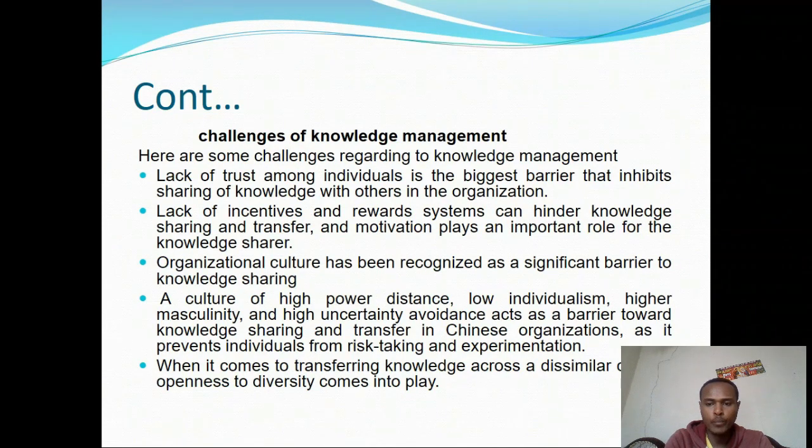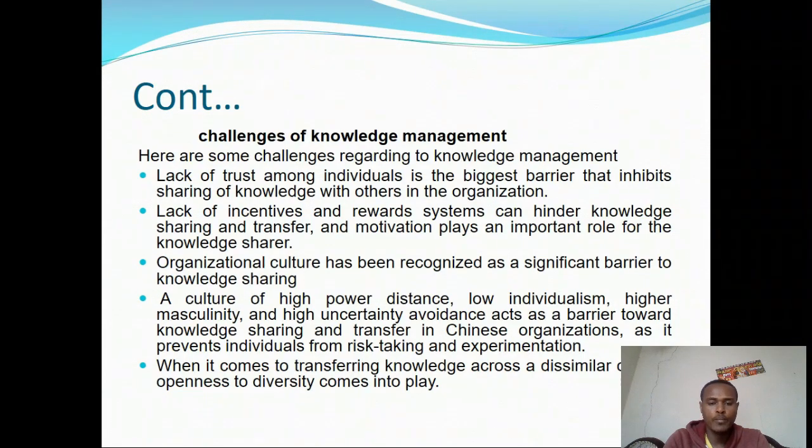Motivation plays an important role for the knowledge sharer. Organizational culture has been recognized as a significant barrier to knowledge sharing. A culture of high power distance, low individualism, higher masculinity, and high uncertainty avoidance acts as a barrier toward knowledge sharing and transfer in Chinese organizations.